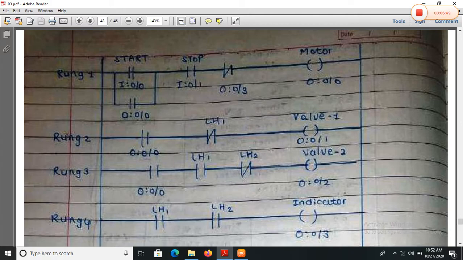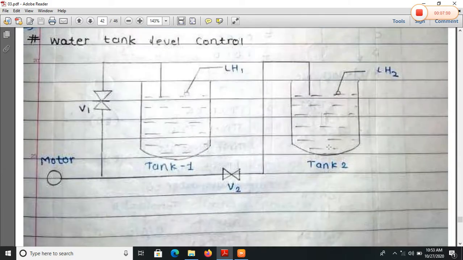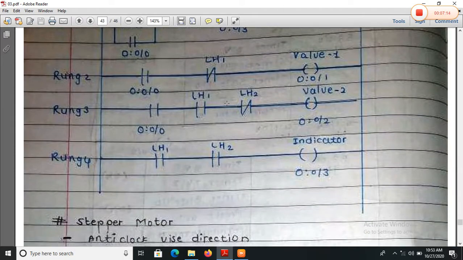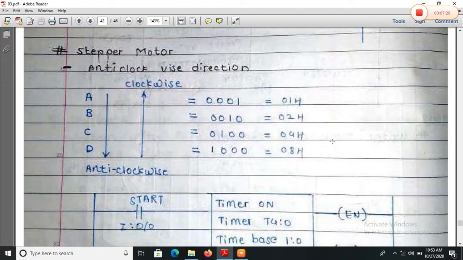valve 2. Suppose the water in tank 2 has not reached level 2, then it will turn on valve 2. It will keep valve 2 on until the water in tank 2 reaches level 2. Then suppose the water in tank 1 and tank 2 are both full, meaning level 1 and level 2 are both reached, it will indicate that both the tanks are full. Now next, stepper motor control.